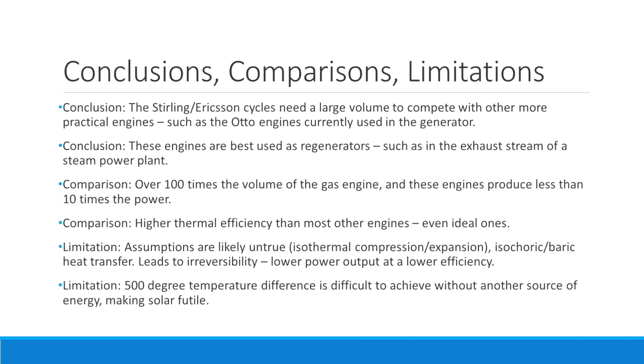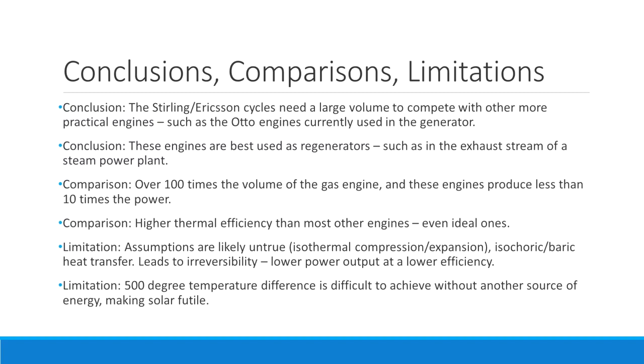So the conclusions are that the Stirling and Ericsson engines both need a large volume to compete with some other practical engines, such as the Otto cycle engine currently used in the generator. Therefore, they're best used as regenerators in existing systems where space isn't a limitation, and thermal reservoirs can be easily supplied with heat, such as in the exhaust steam of a power plant. So it has about 100 times the volume of a gas engine, and it produces less than 10 times power.